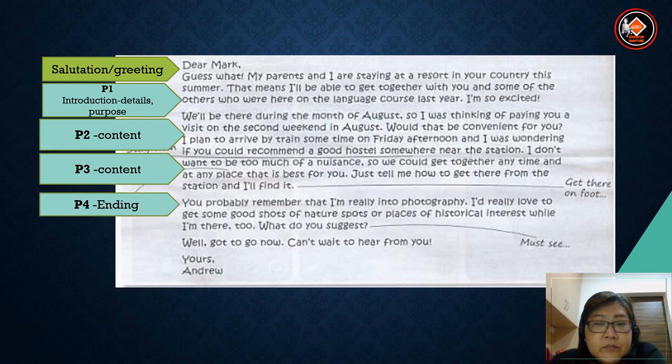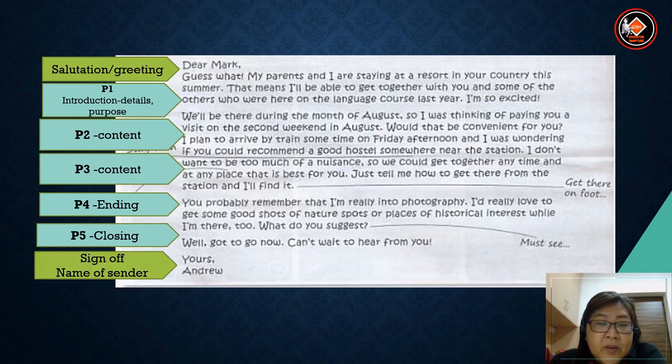Okay, now we have the ending. You probably remember that I'm really into photography. I would really love to get some good shots of nature, spots or places of historical interest while I'm there too. What do you suggest? And then you can have a closing paragraph where you write, well, got to go now. Can't wait to hear from you. So you can sign off after that and then write the name of the sender, yours, Andrew.